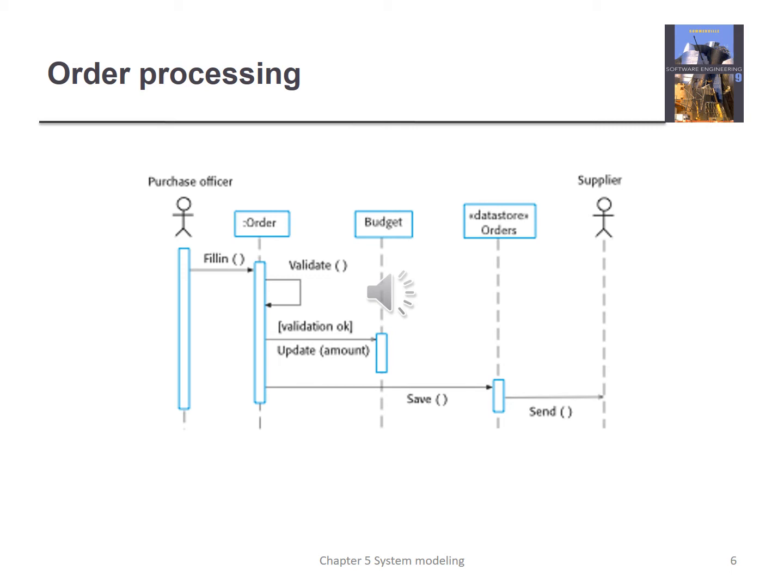Then from the order database, the program extracts the information and sends it to the supplier. So this shows again the sequence of events that occurs from filling the order until they send it to the supplier.